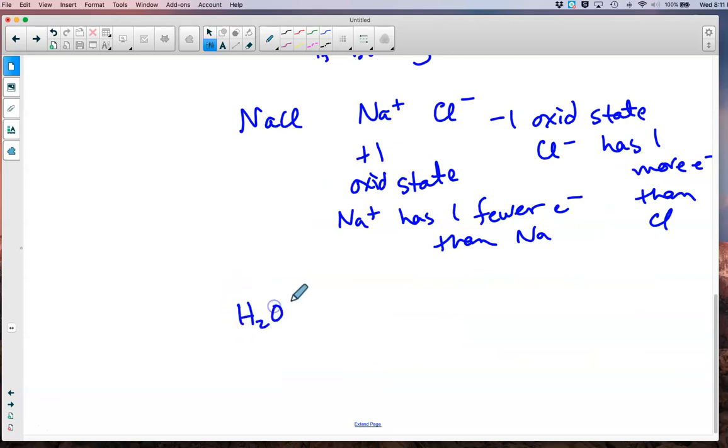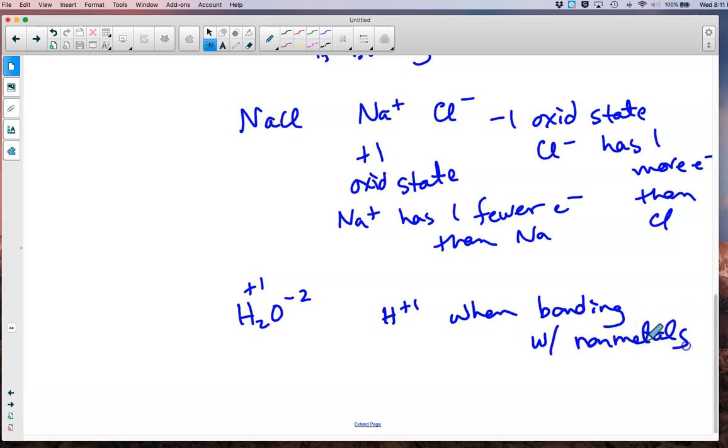So for example, in water, we know that oxygen is almost always going to be a -2, and so that leads us to hydrogen having a +1. And that's going to be one of the rules that we're going to see, is that hydrogen is +1 when it's bonding with nonmetals. But I can also bond it with something like a metal, in which case that magnesium is +2, so the hydrogen is going to be -1, so hydrogen is -1 when it's bonding with metals.